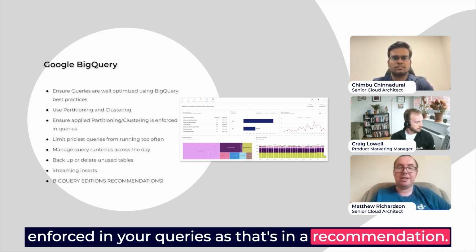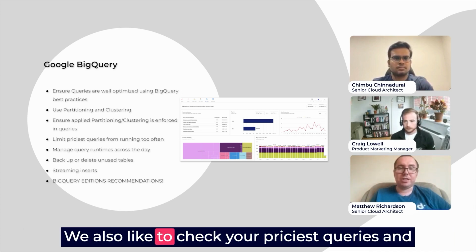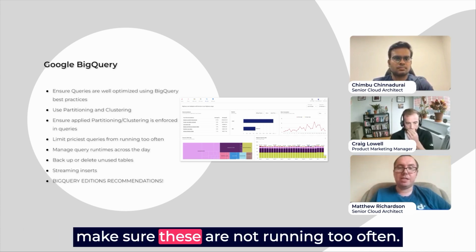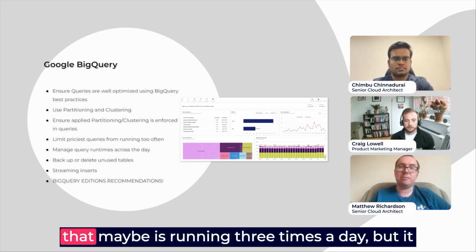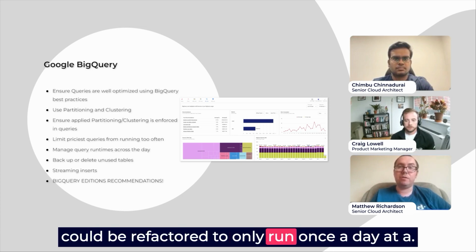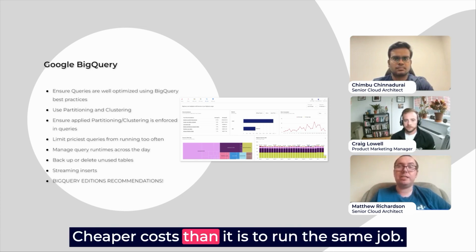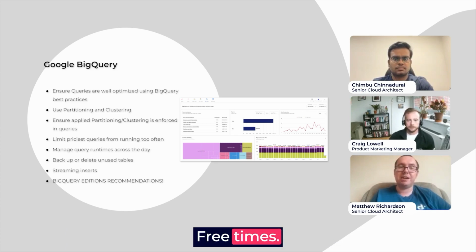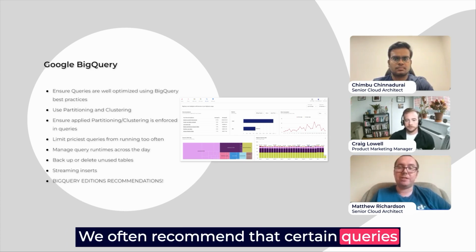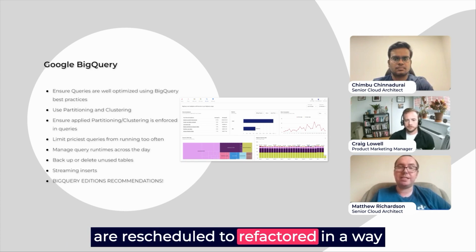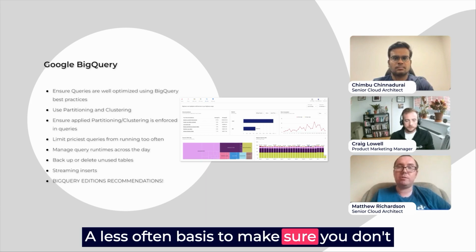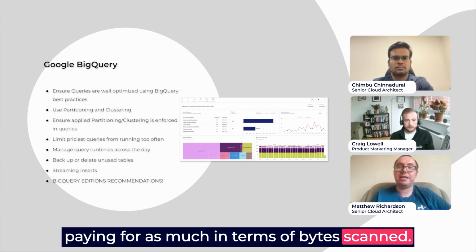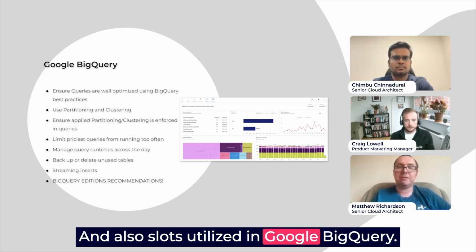So that's another recommendation. We also like to check your priciest queries and make sure these are not running too often. So basically making sure that if you have a job that is running 3 times a day, but it could be refactored to only run once a day at a cheaper cost than it is to run the same job 3 times, we often recommend that certain queries are rescheduled or refactored in a way where they can be run more incrementally, on a less frequent basis, to make sure you aren't paying as much in terms of bytes scanned and also slots utilized in Google BigQuery.